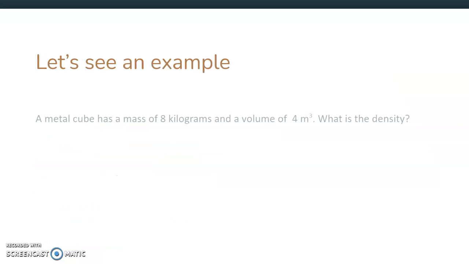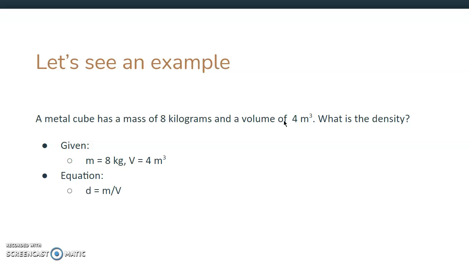So we have a few examples of how to calculate density. Our problem tells us that we have a mass of 8 kilograms and a volume of 4 meters cubed. So what is our density? I always like to start every problem this way, and I want you guys to do this as well, is to write down the important information from the problem. So our mass, or M, is equal to 8 kilograms. So that's what we get from right here. And our volume, V, is equal to 4 meters cubed.